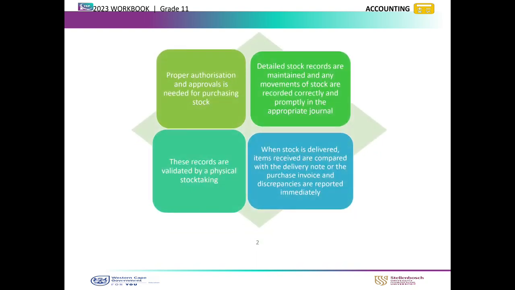For inventory systems, there has to be proper authorization and approval when purchasing stock. Detailed stock records are maintained and any movement of stock is recorded correctly and promptly in the appropriate journals. When stock is delivered, items received are compared with the delivery note or the purchase invoice, and discrepancies are reported immediately. These records are validated by a physical stock taking.